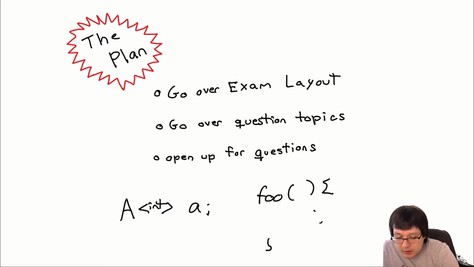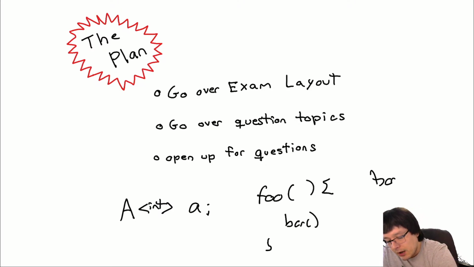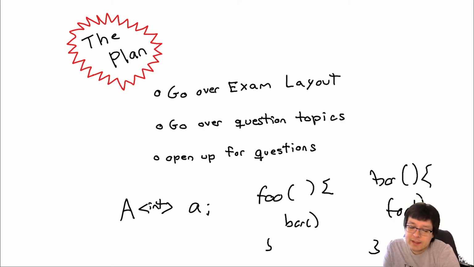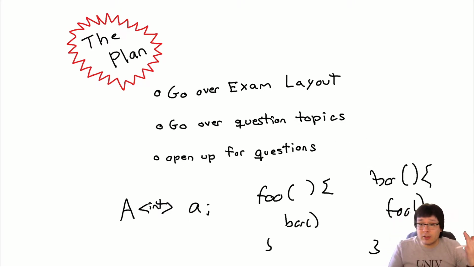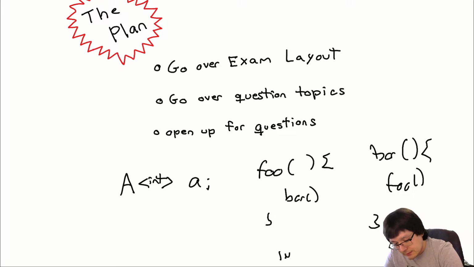But now suppose that foo calls a function called bar, and then bar is a function that calls foo. I think I used the term ping pong. It basically just goes back and forth, recursing over and over again. But it still goes into infinite recursion. It's just going back and forth. That is also known as indirect recursion.